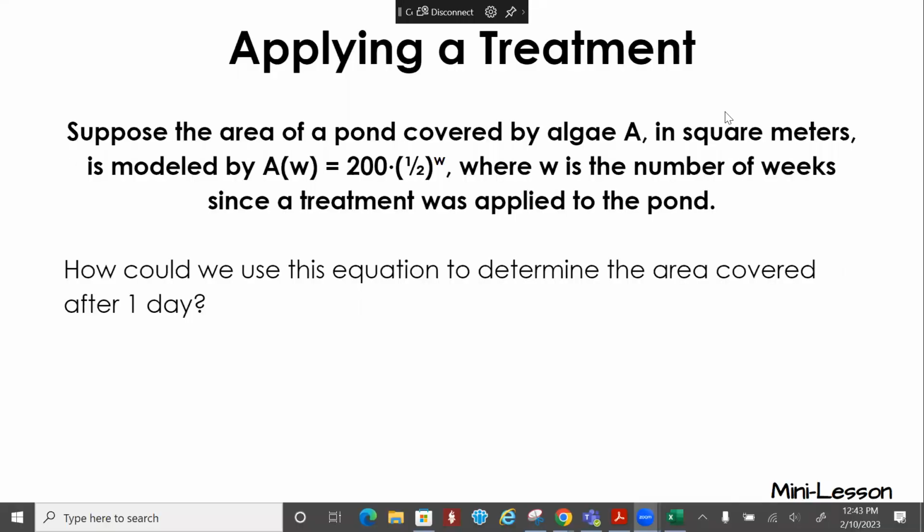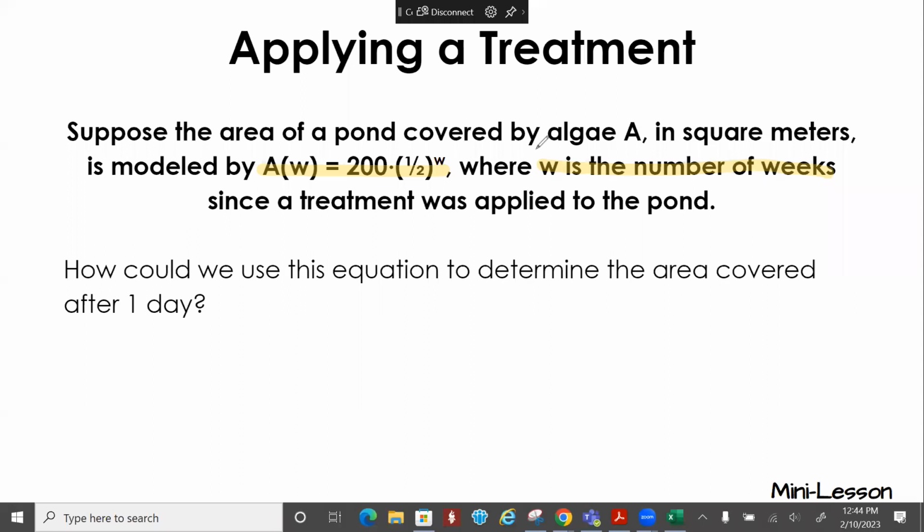So again. Okay, so suppose the area of a pond covered by algae A in square meters is modeled by this function, where W is the number of weeks since the treatment was applied to a pond. Okay, so first of all, we got W is the number of weeks. That's one thing you need to pay attention to: look at whatever the X value is or whatever the W value is. Because this could have been number of days, number of weeks, number of months, etc. How do we use this equation to determine the area covered after 1 day?